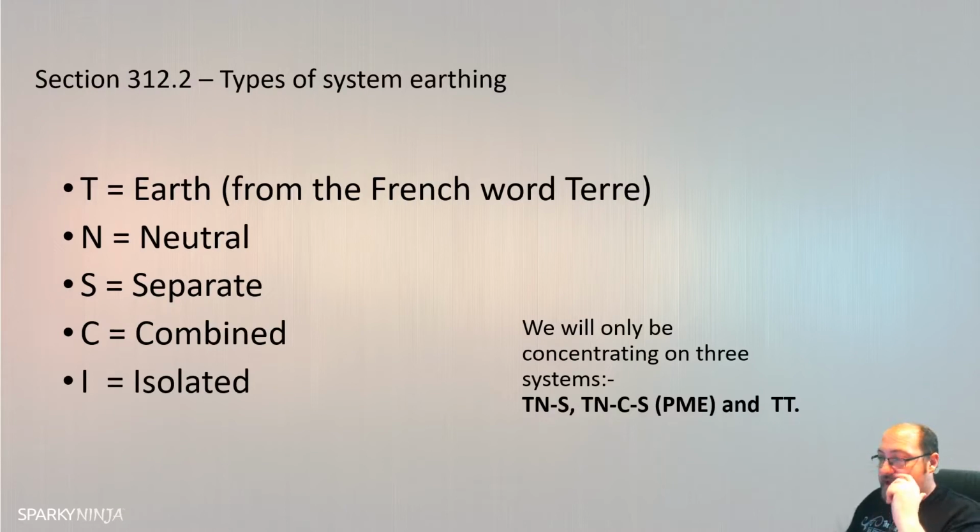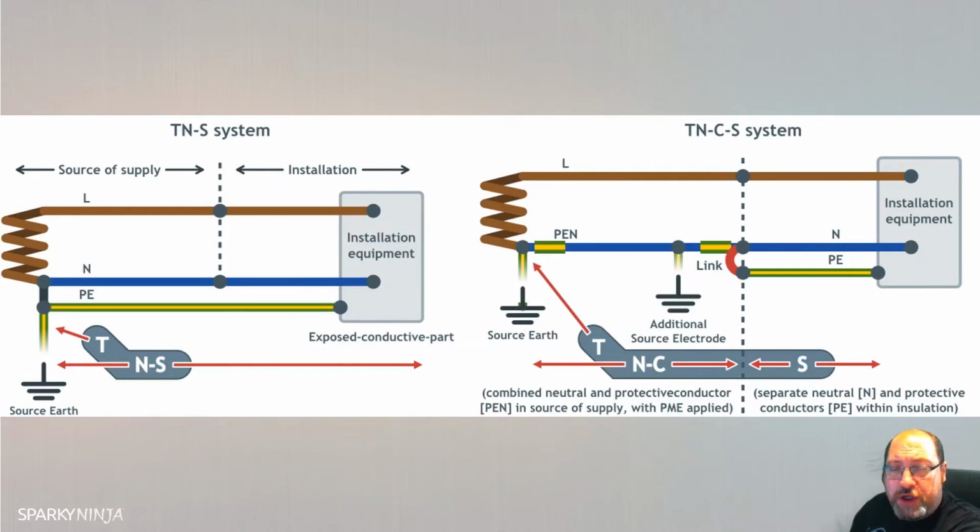If you turn the page, you will have poor drawings, but drawings nonetheless, of the three common earthing systems. So we have the TNS, the TNCS with the PME, and the TT. Now if you look at the two TN systems, figures 3.8 and 3.9, you can see there's one source Earth, and then Earth comes in. So it's Terra, and then it's neutral. Now with the TNS, it goes to neutral, but then it's a separate protective conductor in Earth. So a separate Earth is run. And so you can see there's an L1, L2, L3, neutral and protective conductor line.